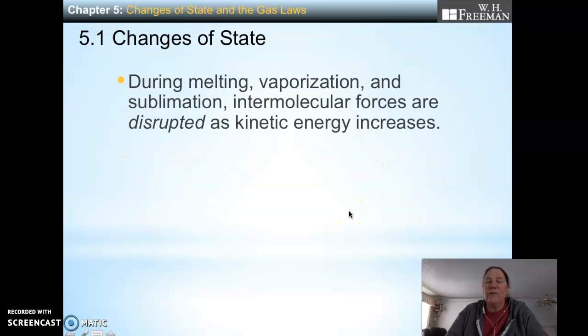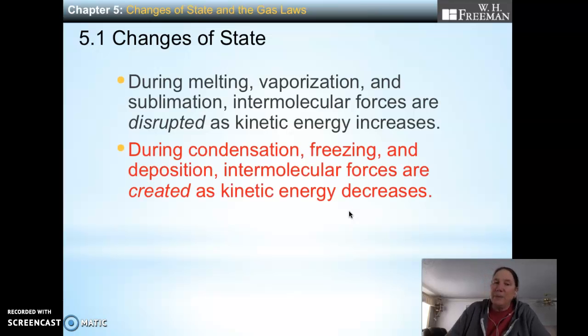Okay, so if you're going to melt or you're going to go through vaporization or sublimation, what happens now is the intermolecular forces are disrupted because kinetic energy increases. So when you have a solid and it becomes a liquid, you're going to add some energy to it. And because you have more kinetic energy, the particles are moving faster. So they're going to start messing with those intermolecular forces. And that's why they can spread out a little bit.